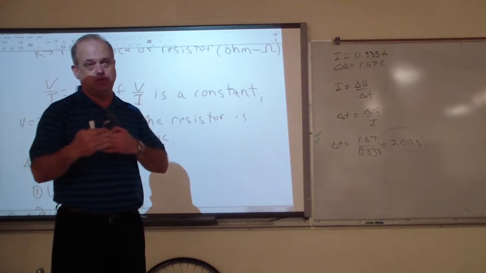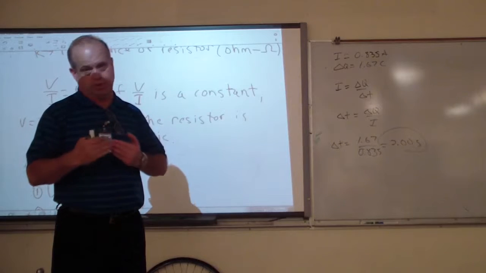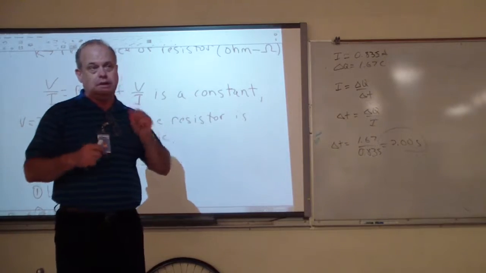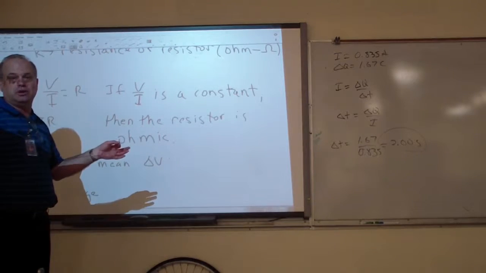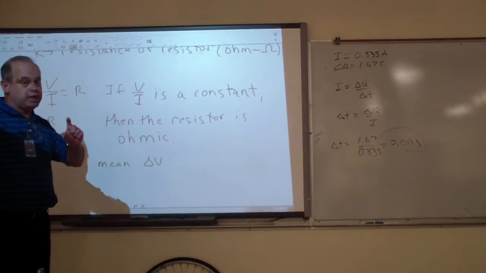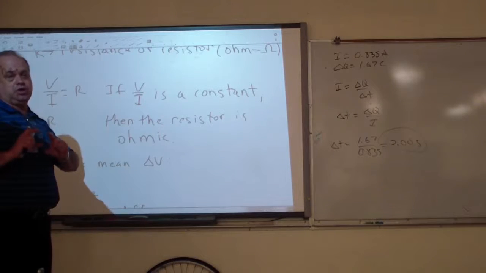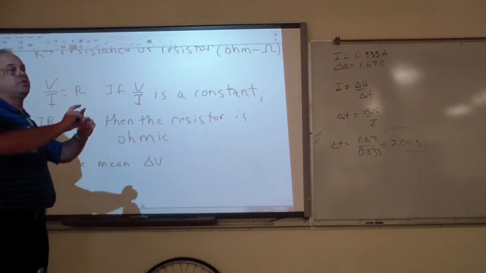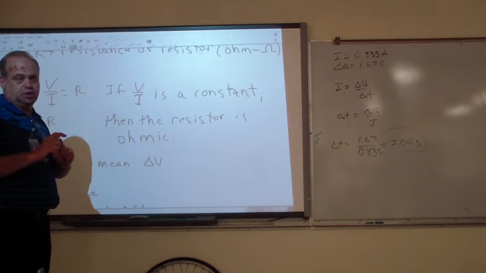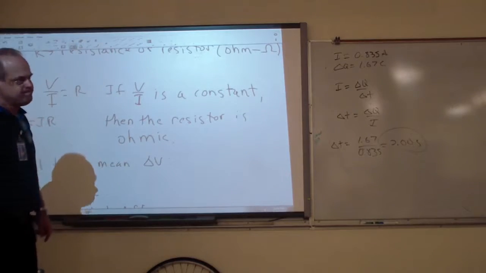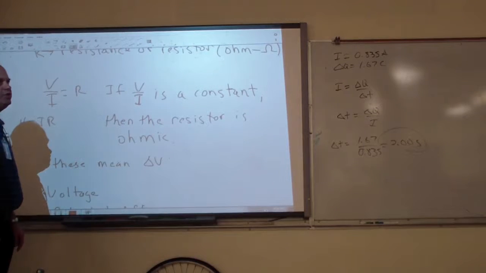So if you double the voltage, you double the current. If you triple the voltage, you triple the current. That's ohmic. Some resistors, if you double the voltage, will only give 1.5 times the current. That's not ohmic because R is not constant. In our class, we only deal with ohmic resistors, where once you find the resistance under one situation, it's the same under all situations if you change the voltage.